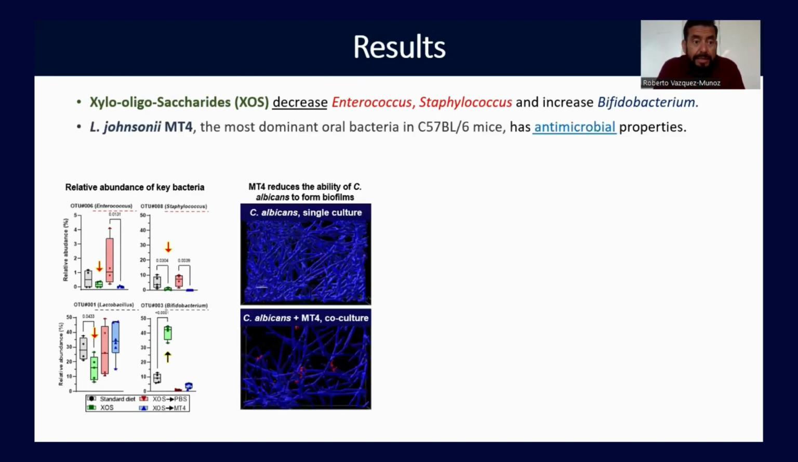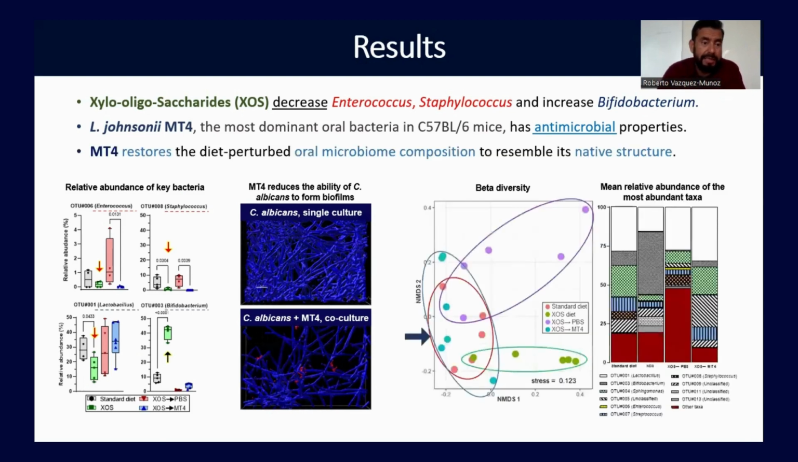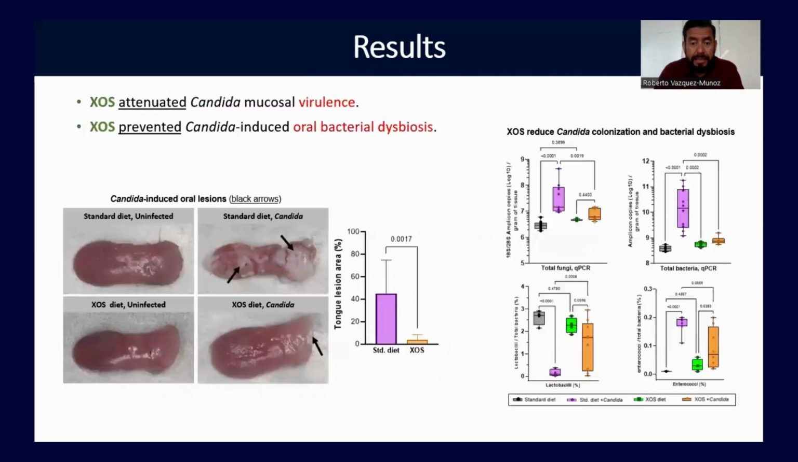We also found that Lactobacillus johnsonii MT4, a novel strain isolated and characterized by our lab, is the most dominant bacteria in C57BL/6 mice. And this MT4 strain has antimicrobial properties, particularly against Candida and against OPC-associated bacteria. Also, MT4 can restore the diet-perturbed oral microbiome composition. So when we change the oral microbiome using a diet intervention, MT4 can restore it back.